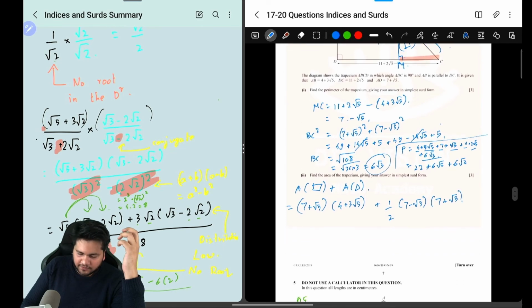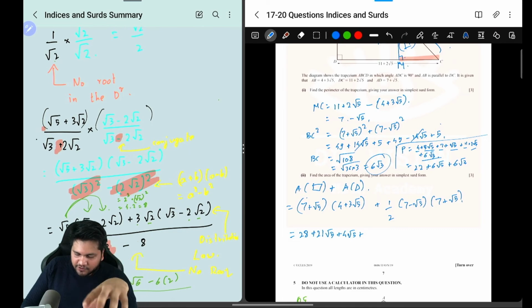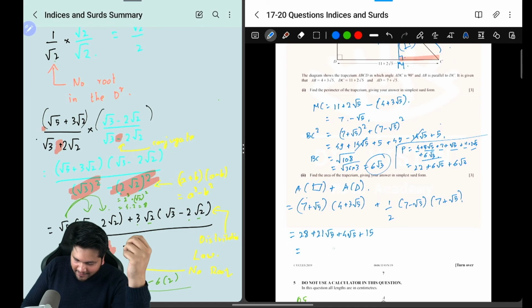Oh, this is easy. Again, we'll distribute: 7 times 4 is nothing but 28. I'm just doing it directly because we already did a lot. So 7 times 3 root 5 is going to be plus 21 root 5, plus 4 root 5, and plus root 5 into 3 root 5. So it's going to be 3 into 5, which is 15. So at the end of the day, I'll get 28 plus 15, which is 43, plus 25 root 5.